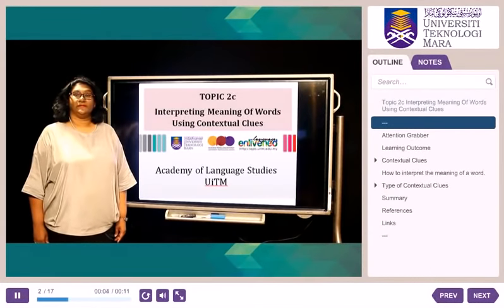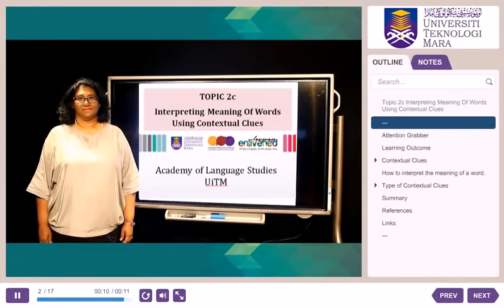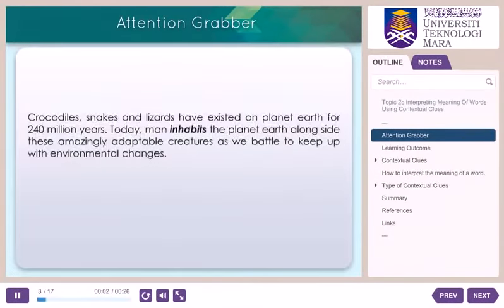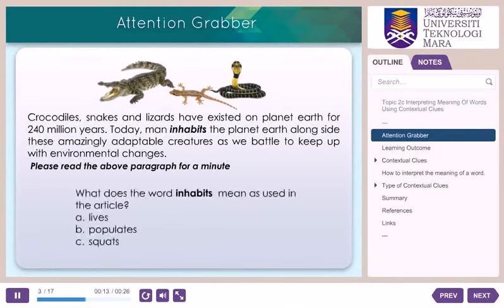Welcome to topic 2C, Interpreting Meaning of Words Using Contextual Clues. Please read the above paragraph for a minute. What does the word inhabits mean as used in the article?